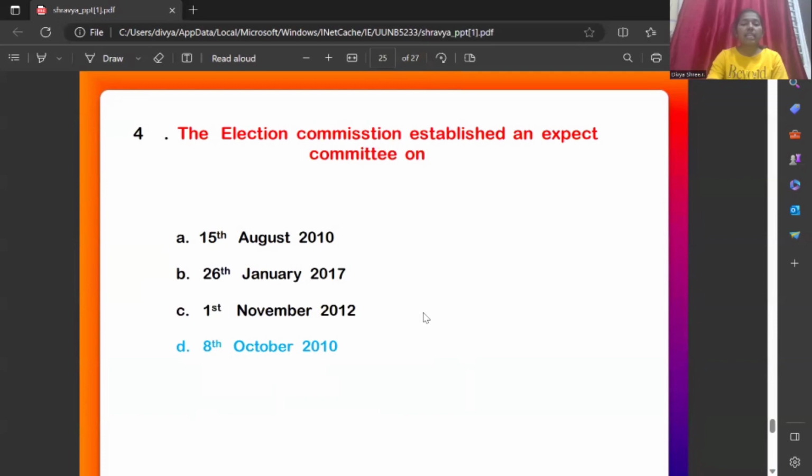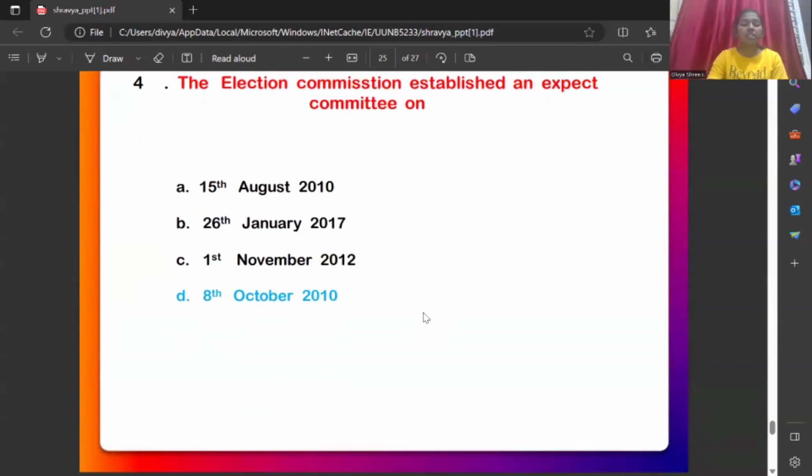And the fourth question is, the Election Commission established an expert committee on, the options are: option A is 15th August 2010, option B is 26th January 2017, option C is 1st November 2012, and option D is 8th October 2010. The correct answer is option D, that is 8th October 2010.